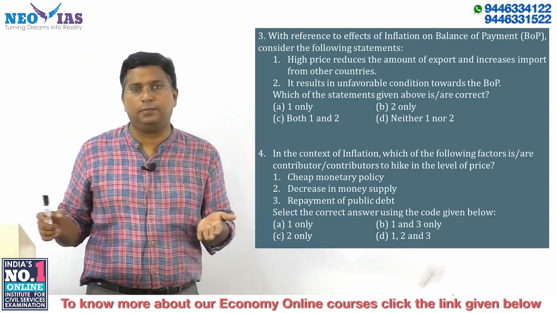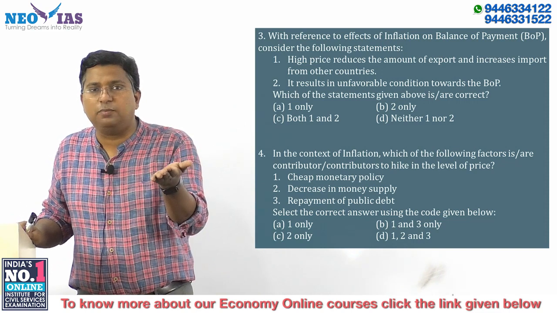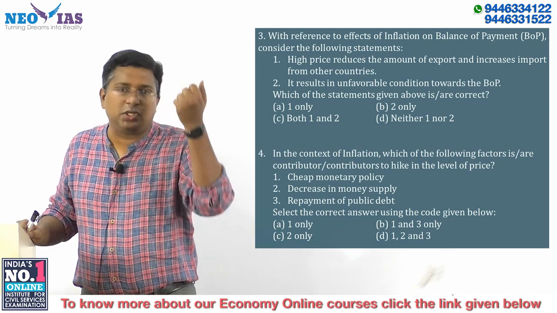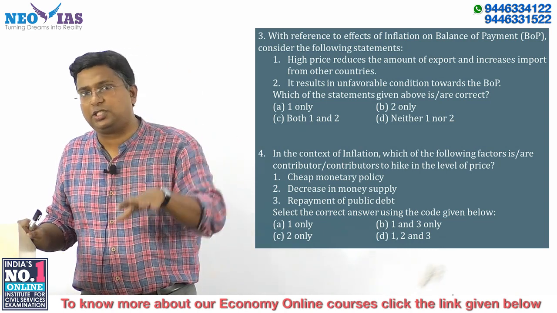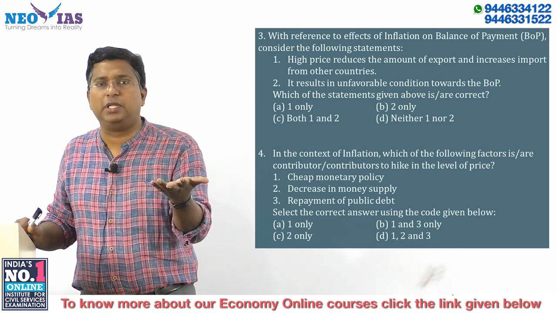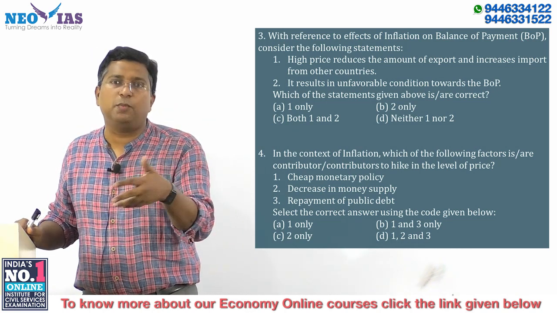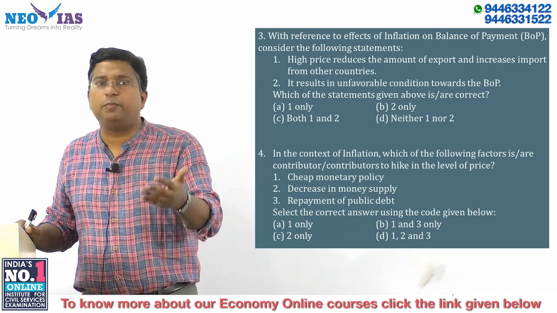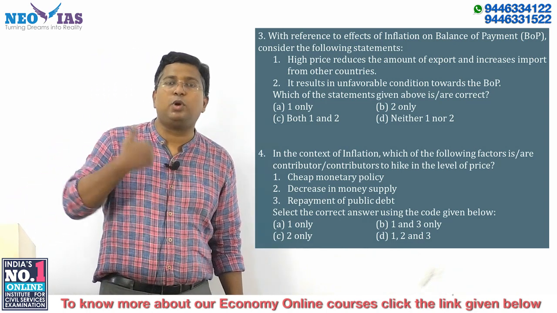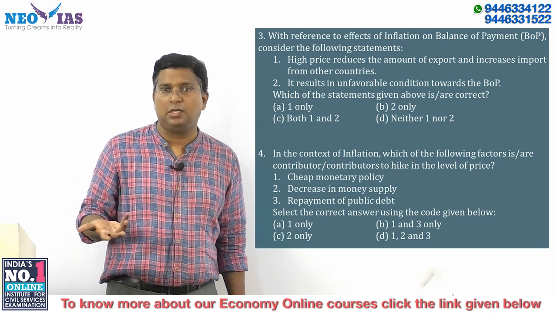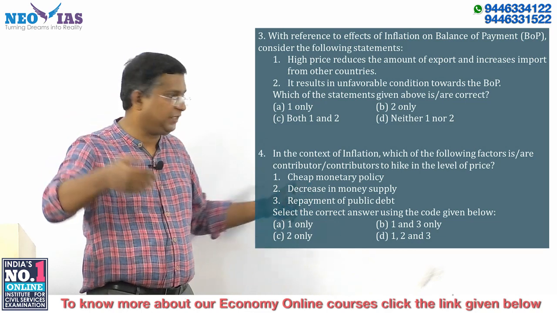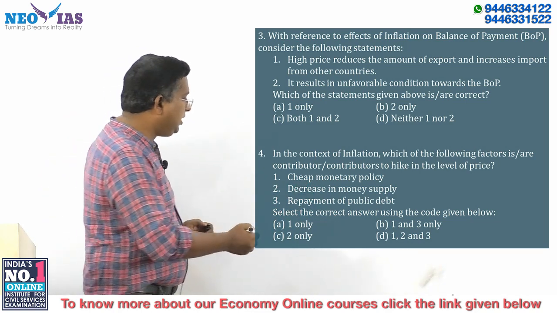Cheap monetary policy. Yes. Cheap monetary policy means the RBI is following a low interest regime. When the RBI is following a low interest regime, money is easily available for the people of the country. So there will be more money with the people and there will be more demand. So cheap monetary policy results in more demand, which results in inflation. So the first statement is correct. We can eliminate C.